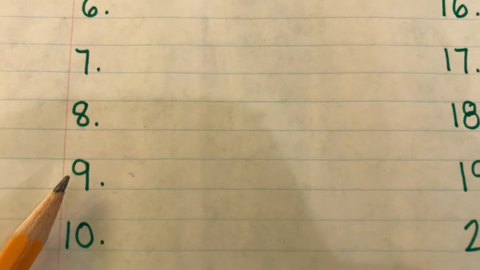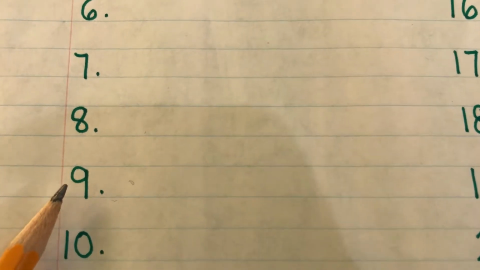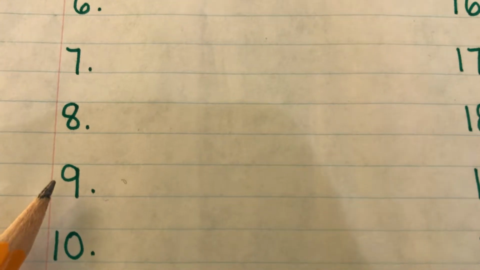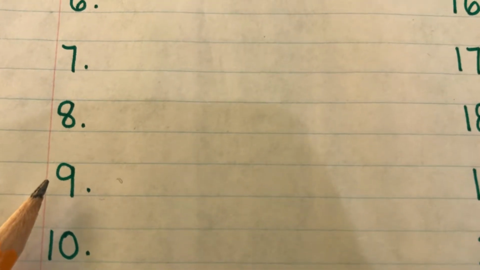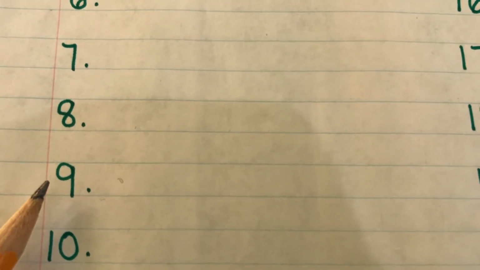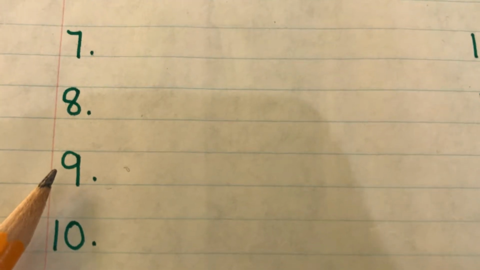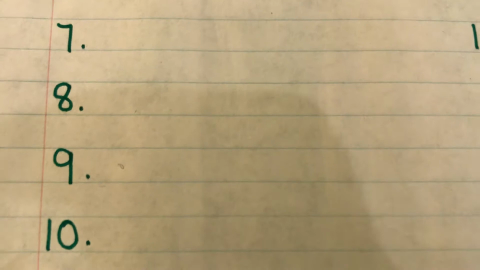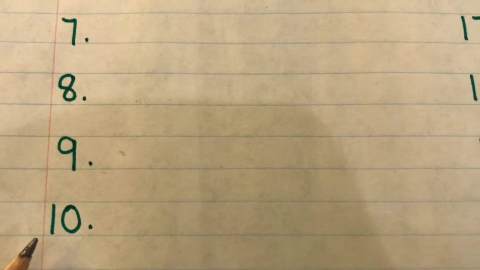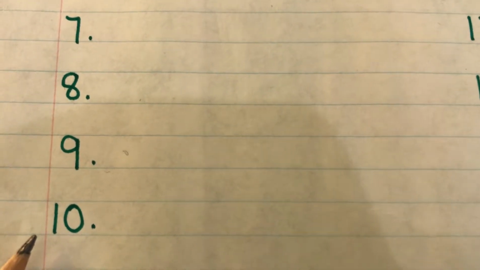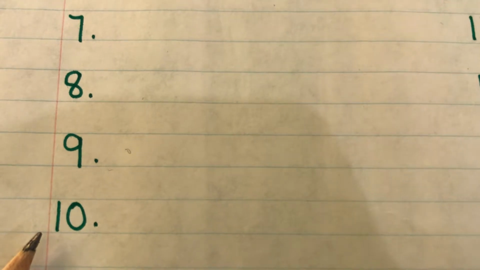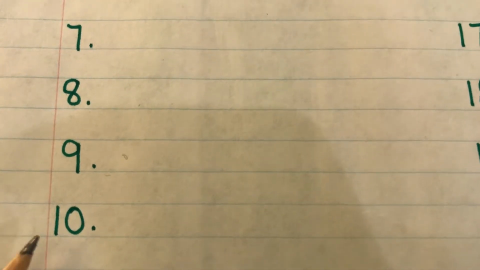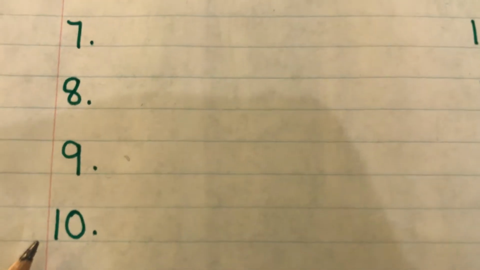Number 9, can't. Can't is the contraction of cannot. Can't. 10, legs. Legs, as in one leg but plural, so 2 legs.